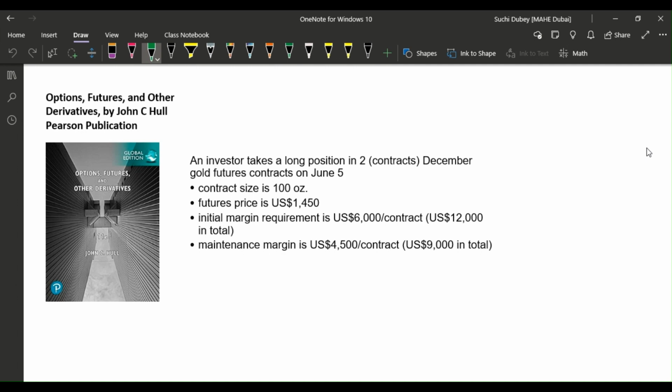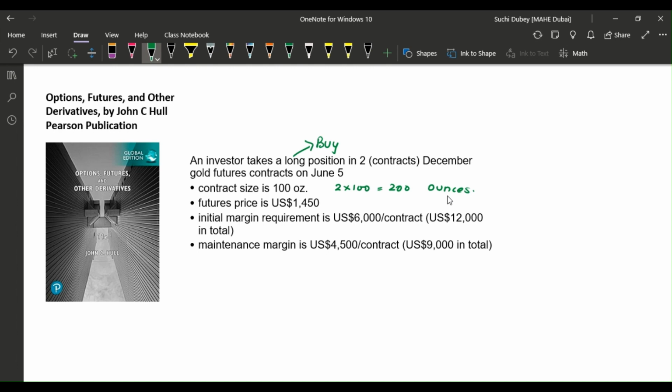So here in the question, the investor is interested in buying a gold futures contract. The underlying asset for this futures contract is gold, and he plans to buy two contracts. How do I know that he's planning to buy? Because of this word long, which means buy. The size of the contract is 100 ounces. So he's buying two contracts, 2 into 100 will give him 200 ounces of gold.